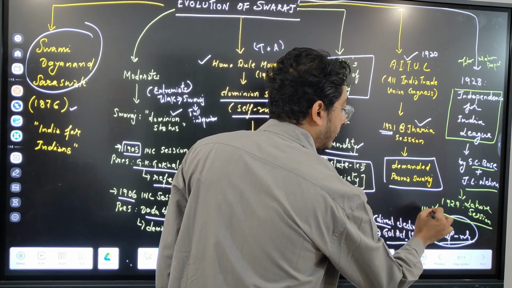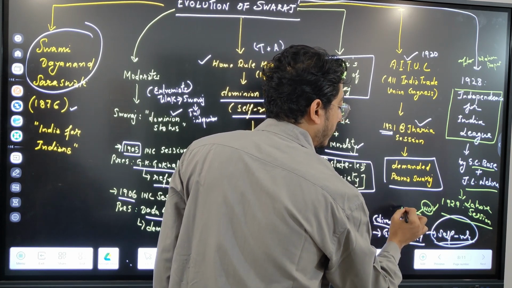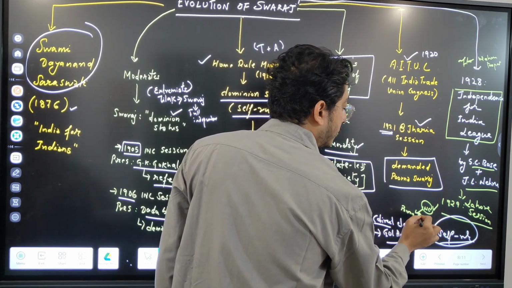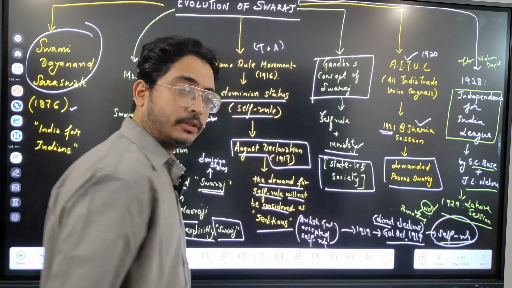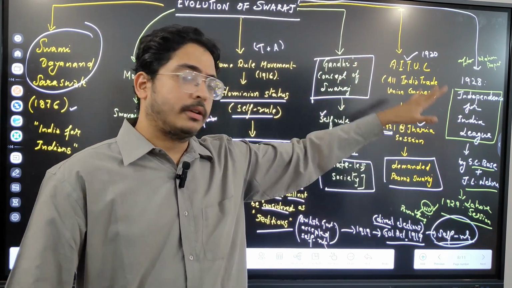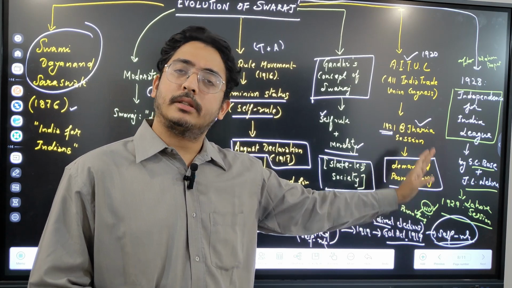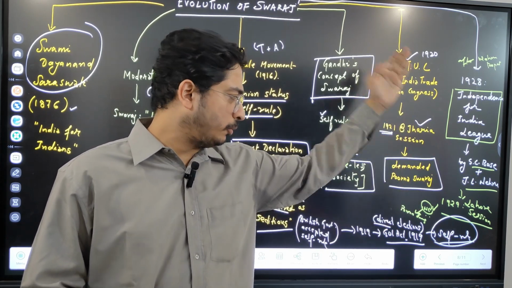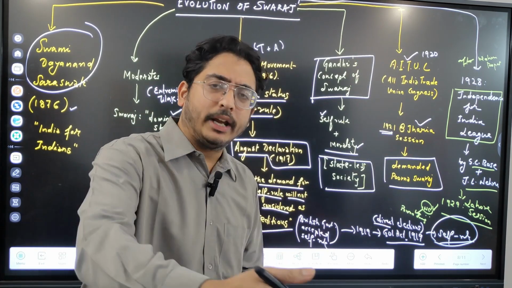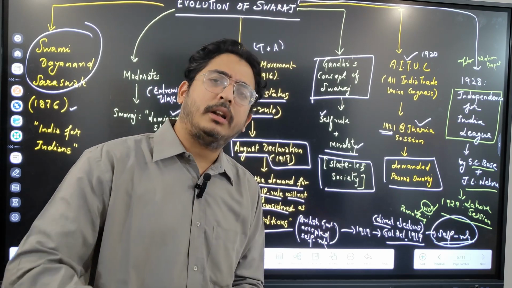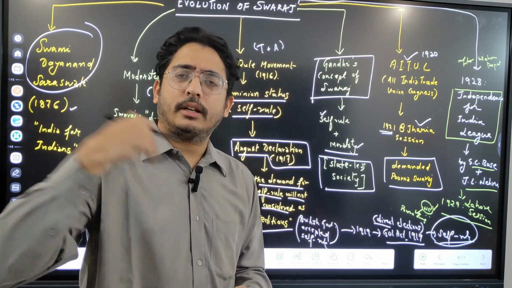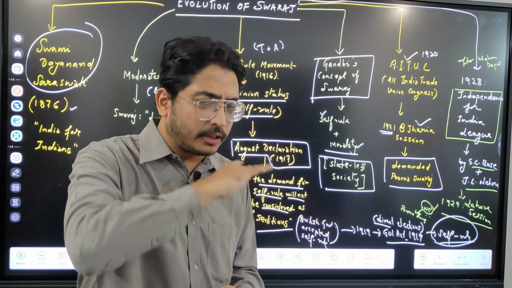So INC demanded Purna Swaraj. Okay, so this is where the Indians finally said, now our main aim is, we'll demand Purna Swaraj. If we don't get it, we'll move ahead with our revolutions. For example, Gandhi gave his 11 points, then the civil disobedience movement started. So everything was going on.